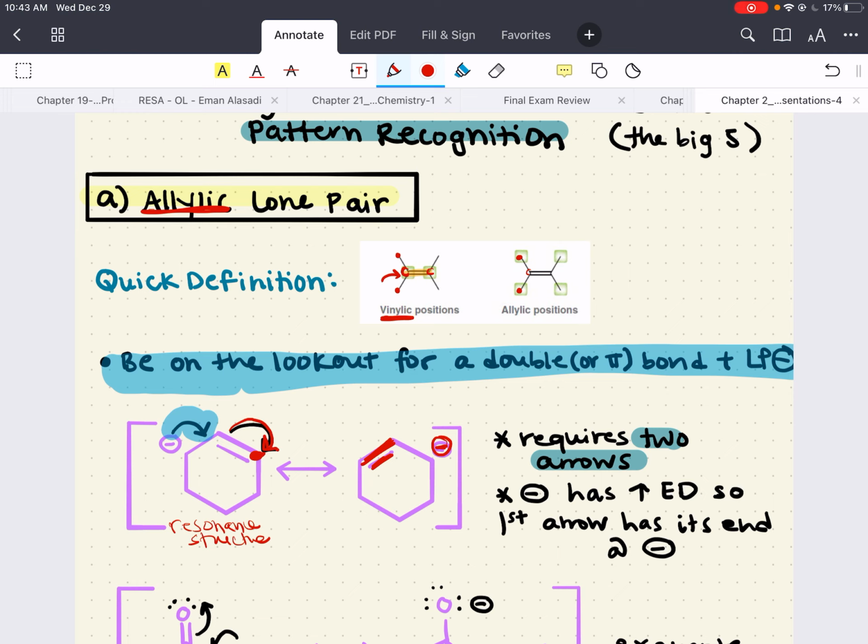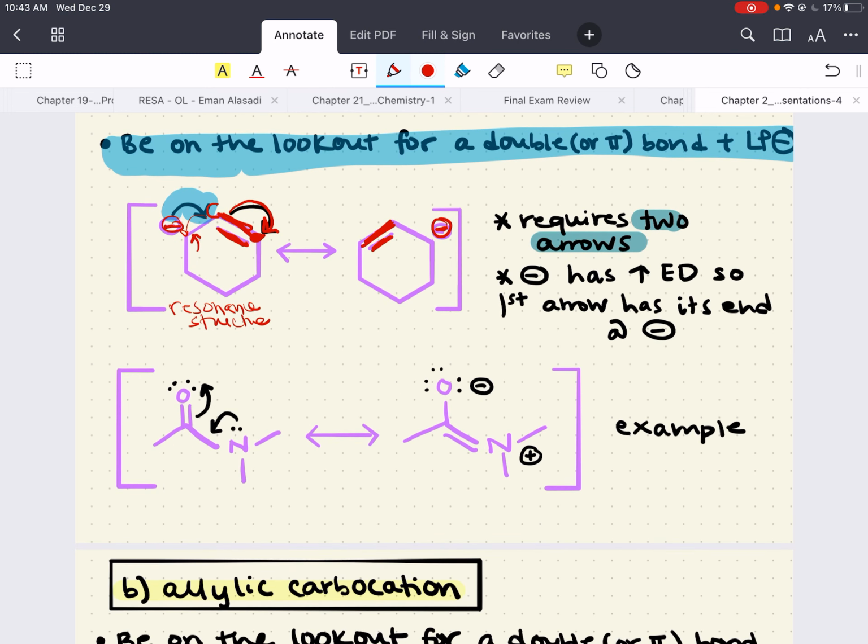All right, so the first pattern is called allylic lone pair. You'll have a lone pair in the allylic position right there, right? See, you have a double bond right here. One atom away from this carbon, you have that lone pair. So you're going to be on the lookout for a double bond and a lone pair for this pattern, and you're going to use 2 arrows. First arrow from the lone pair to form a double bond, and then you're going to break the other double bond that was there. Let's do a quick example right here.